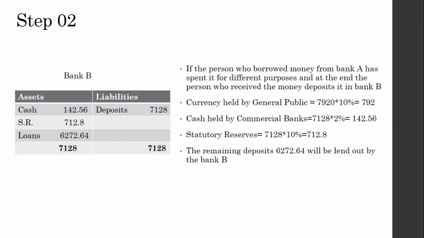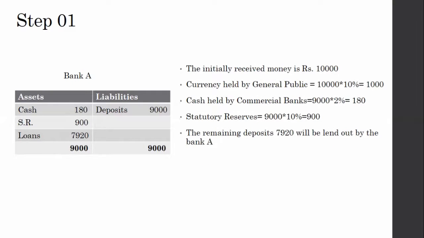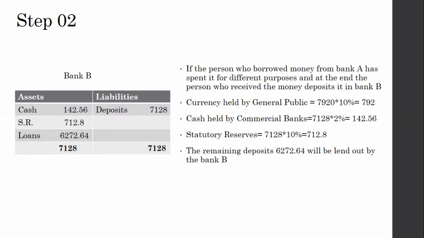I asked you to calculate up to 2 steps. So that's all. I suppose now you are clear how to calculate such a question. We have to always accommodate all the assumptions. Of all the money received by the public, 10% should be retained there, and the other portion should go as deposit. From the deposits, 10% and 2% should be kept as cash and statutory reserves. The rest of the remaining can be loaned out. Bank B also does the same.